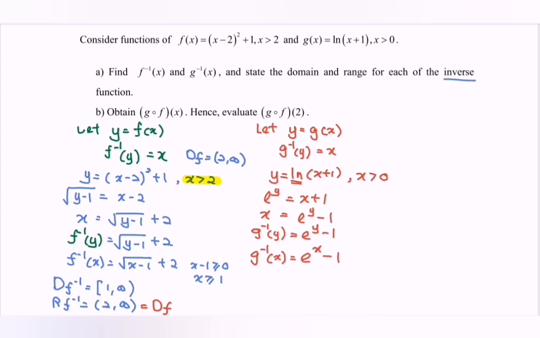Continue. Referring to g inverse, the domain for g inverse, here we have the exponential function, so it will be negative infinity until infinity. Then referring to this part, the domain for g is 0 until infinity, where 0 is not included. And we know the range for g inverse is 0 until infinity, where 0 is not included, and it is the same as the domain for g. So that will be the answer for A.